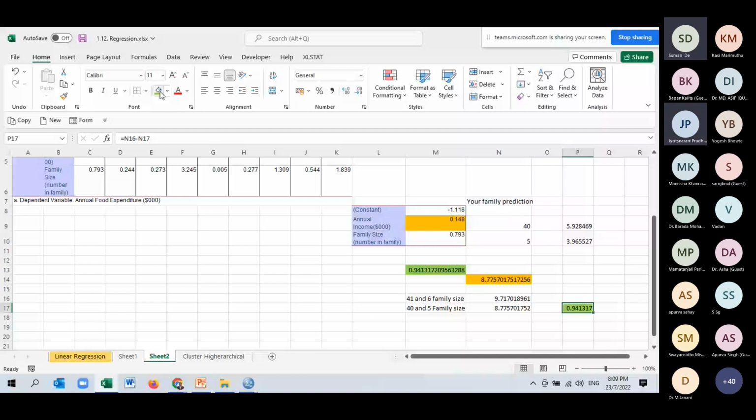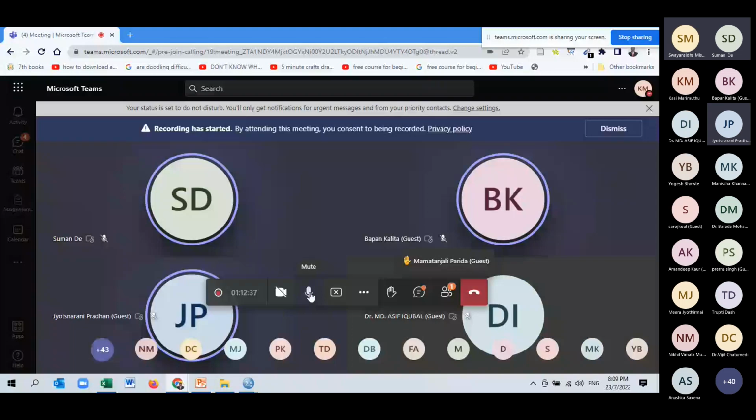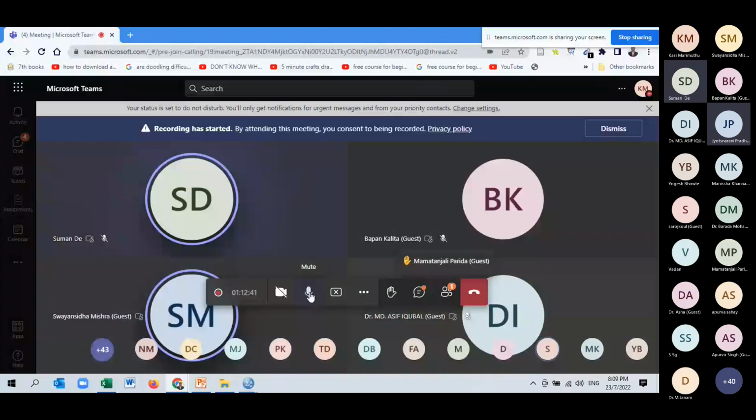Sir, eigenvalue, what does it mean, sir? Eigenvalue is not needed, ma'am. For example, SPSS will give a lot of unimportant information also. Eigenvalue is not much important for this interpretation. Just leave it. Factor analysis only we are going to discuss. Okay. Thank you, sir.